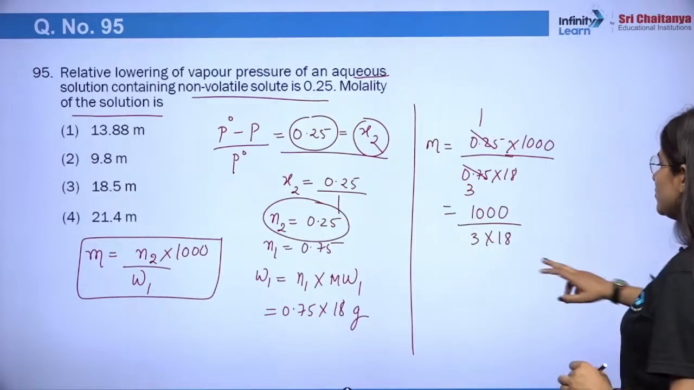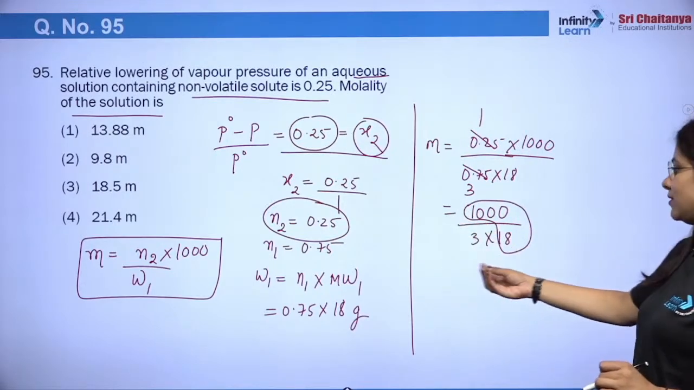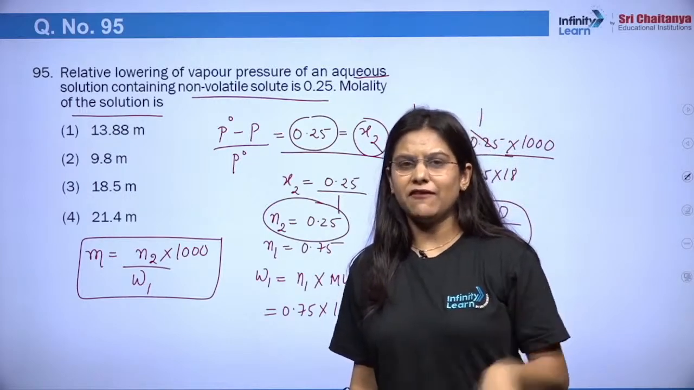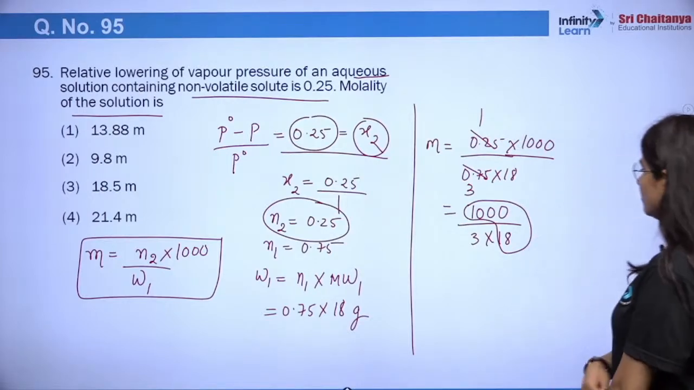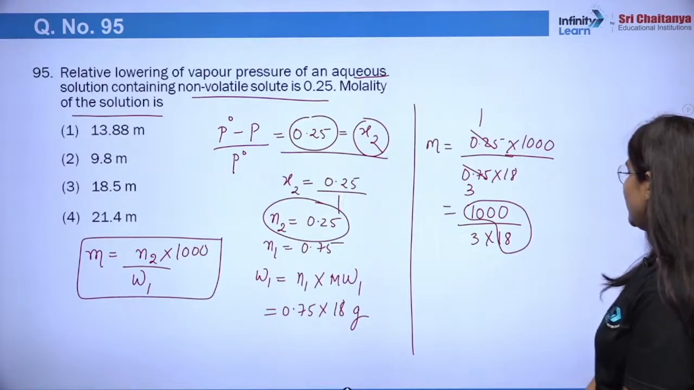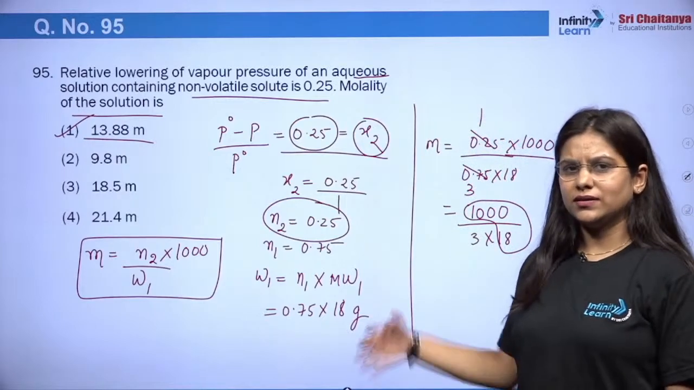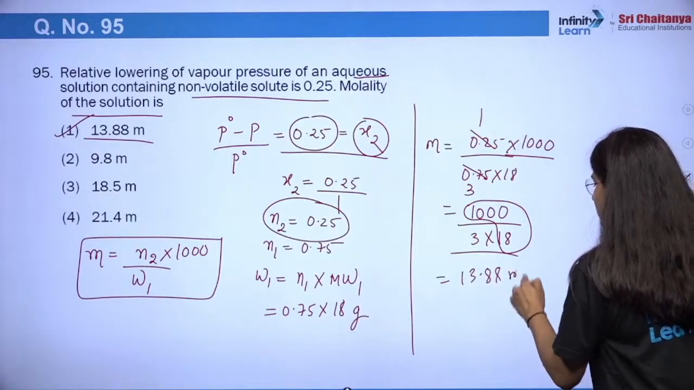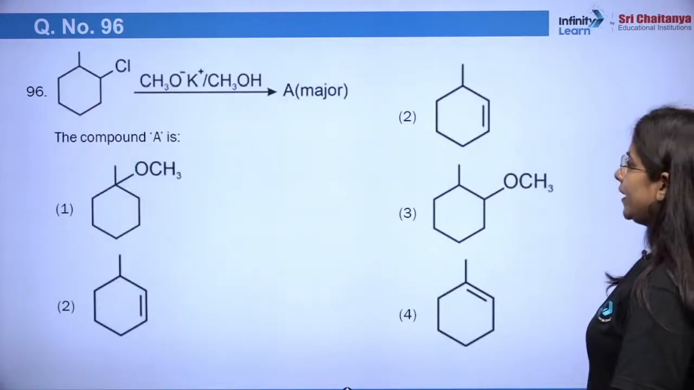So 1000 by 18 is what? We learned this value, no? 1000 by 18 is 55.5. 55.5 divided by 3. So approximately what will be the answer? 55 or let's say 50. 50 divided by 3. So I think what will be my answer? Approximately 21. No, 18. No, it will be approximately 13 point. No, approximately 14. 14 3s are 52, so it will come around that. So my answer will be 13.88. Clear?